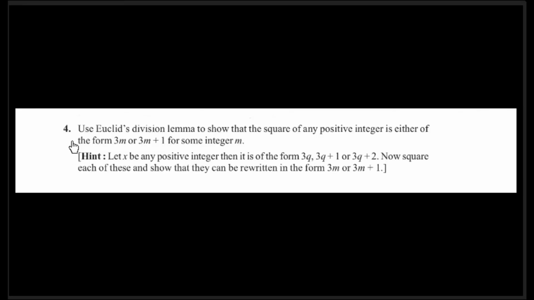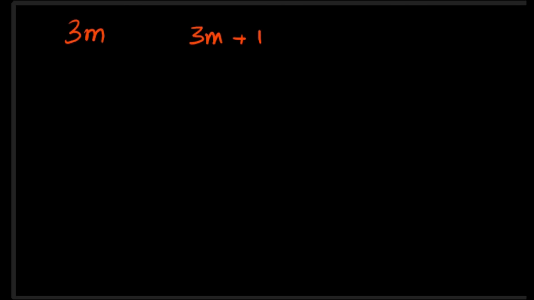Solving question number 4. Use Euclid's division lemma to show that the square of any positive integer is either of the form 3m or 3m plus 1 for some integer m. Hint दी गई है, let x be any positive integer, then it is of the form 3q, 3q plus 1 or 3q plus 2. Now square each of this and show that they can be rewritten in the form 3m or 3m plus 1. Now this is given.